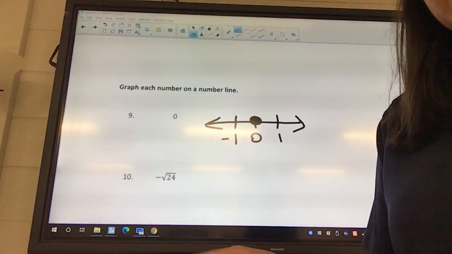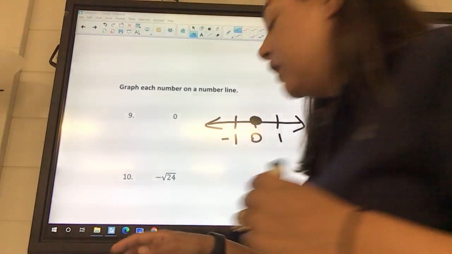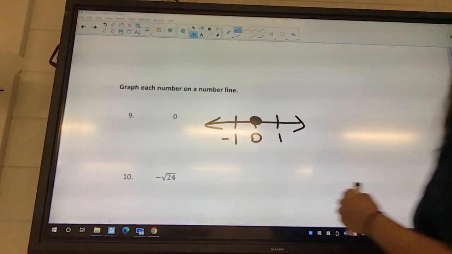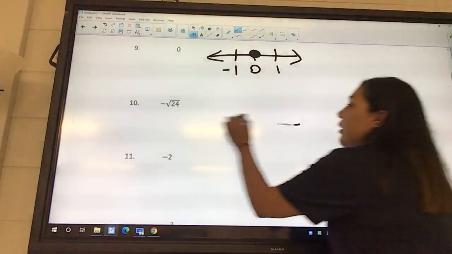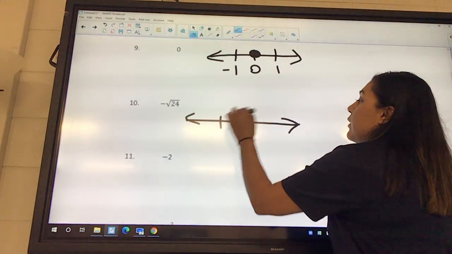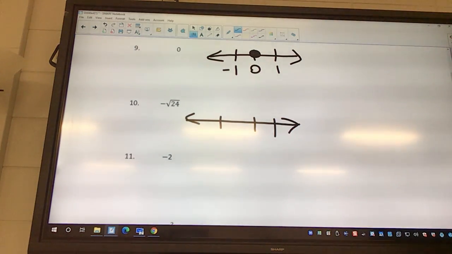I'm going to skip around a little bit so we can do the evens, because all the odds are the easy ones. If you look at 10, we're definitely going to draw our line, and we're going to draw 3 tick marks for sure.